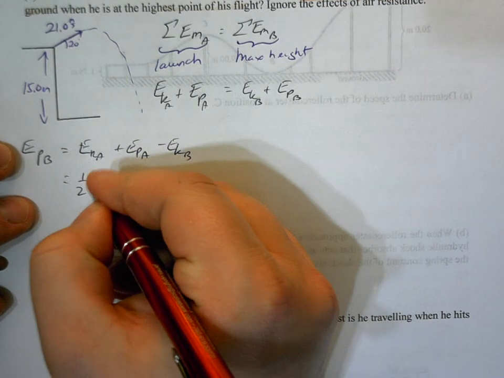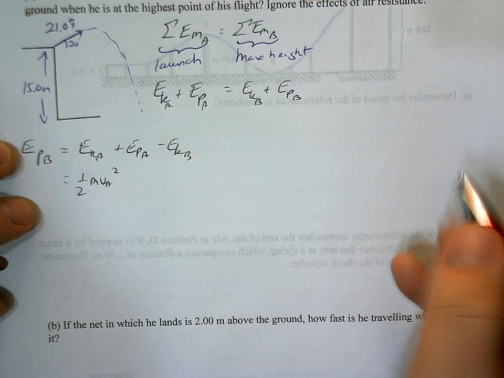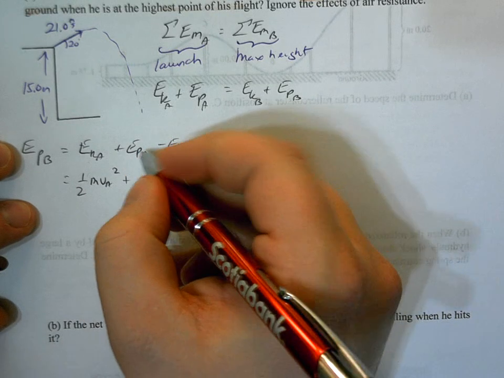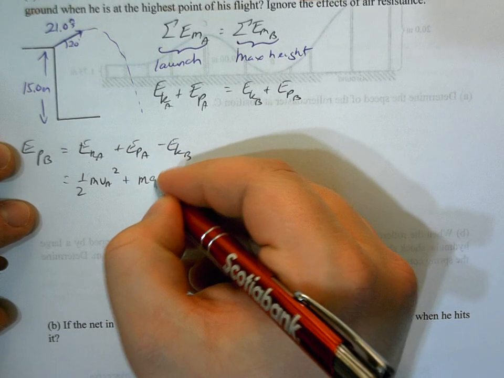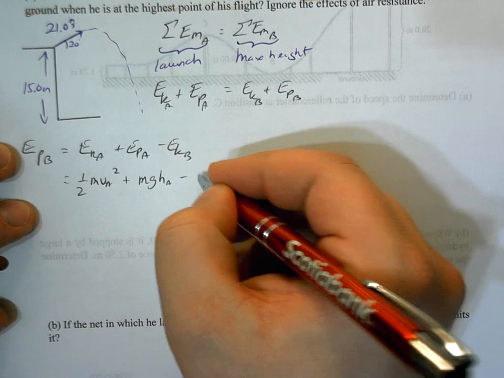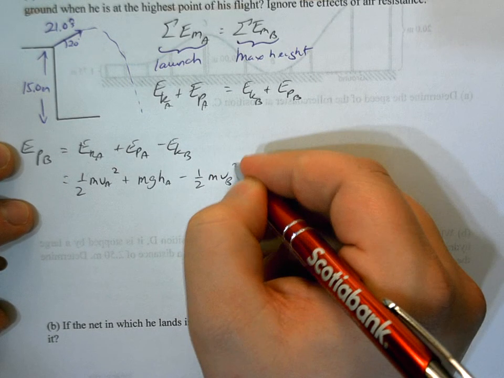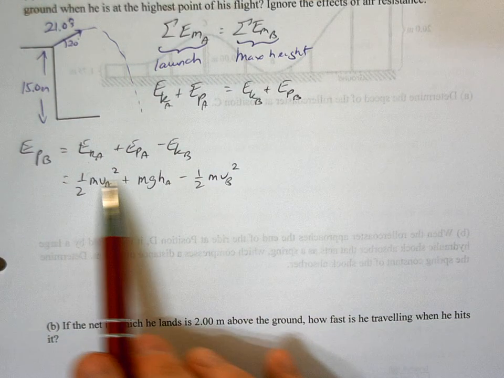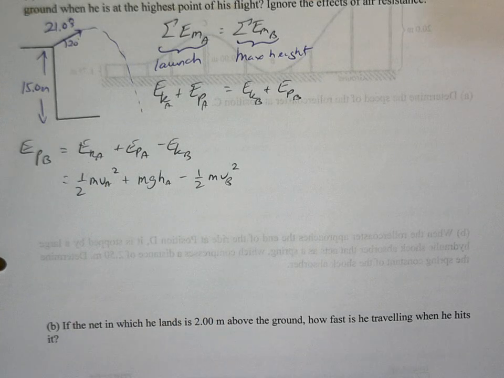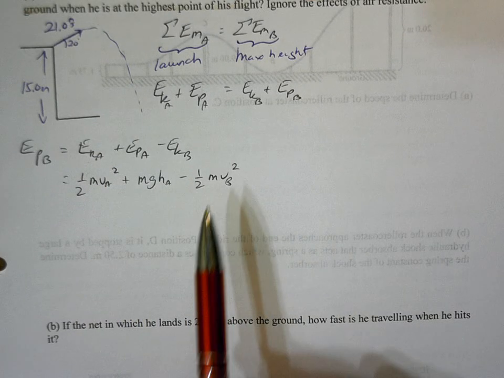We know kinetic energy is just half mv squared. We know that the potential is just going to be mgh. And then we're going to take this half mv squared. So I have my mass, which is good. I have my speed at launch. I have my height at launch.